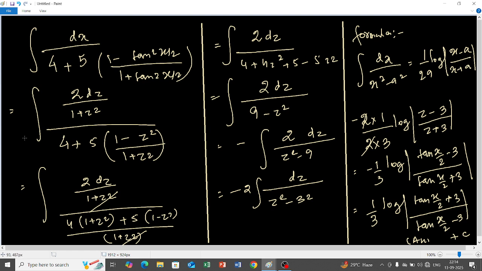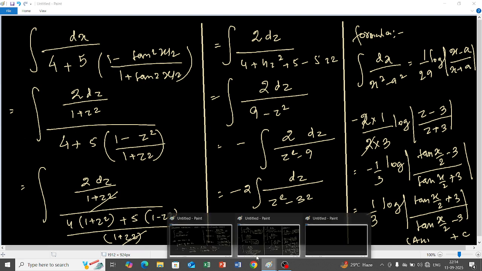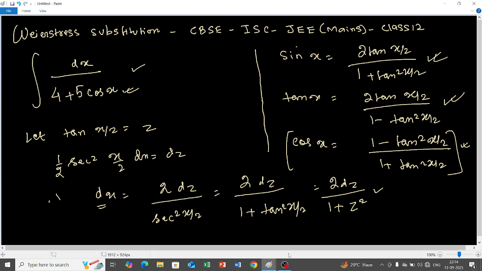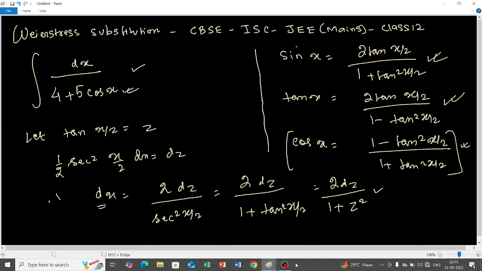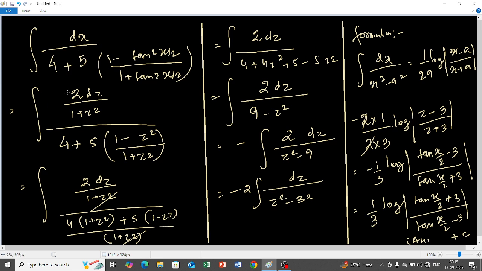Now we are substituting the value: integration dx divided by 4 plus 5 into cos x, which is 1 minus tan square x/2 by 1 plus tan square x/2. Now tan x/2 is written as z. In place of dx we are putting 2 dz by 1 plus z square, whole divided by 4 plus 5 into, in place of tan x/2 we are putting z, so it becomes z square, and again z square. Now a little bit of simplification: 1 plus z square is getting cancelled out.